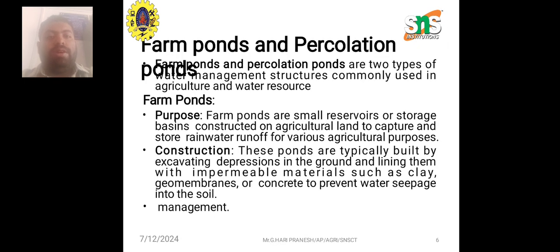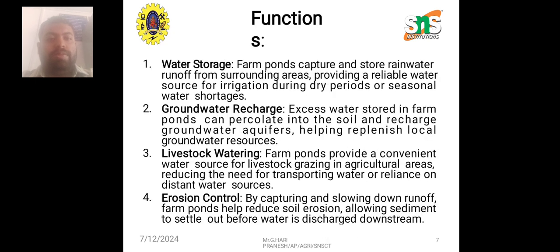Farm ponds and percolation ponds. These are the two types of ponds which are commonly used for agriculture and water resource management. Farm ponds are small reservoirs or storage basins constructed on agricultural land to capture and store rainwater runoff for various agricultural purposes. These ponds are typically built in excavated depressions in the ground and lined with impermeable materials such as clay, geomembranes, or concrete to prevent water seepage into the soil.